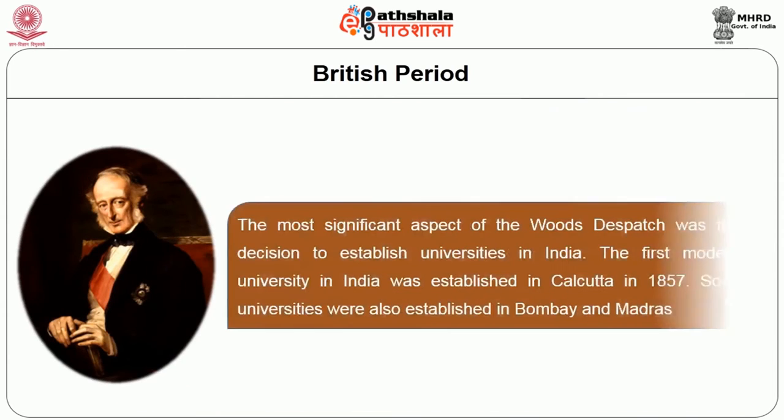The most significant aspect of Wood's Dispatch was the decision to establish universities in India. The first modern university in India was established in Calcutta in 1857. Soon, universities were also established in Bombay and Madras.